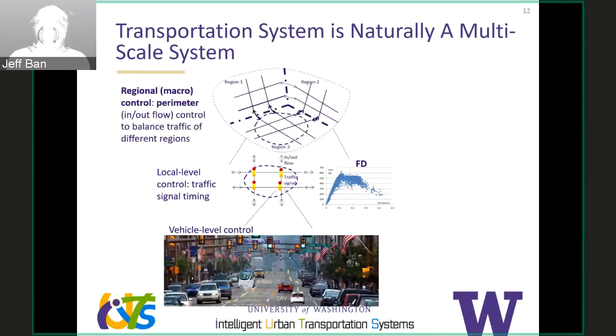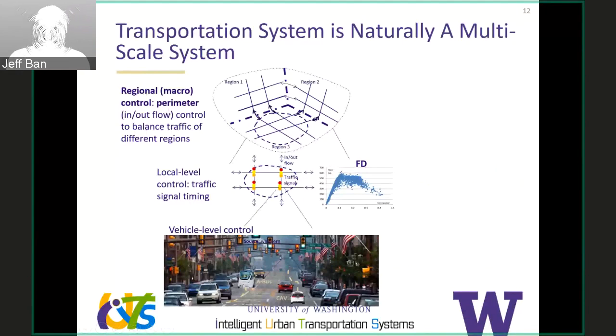But if you go a little bit higher, then look at the entire network, then you could divide that into small regions, right? And then try to decide, how should I meter the inflow and outflow between the regions so that I can balance the flow within the region so that the congestion is not too bad, right? So this is essentially what I hope to offer some insight on in this talk: regional control, macro level control.